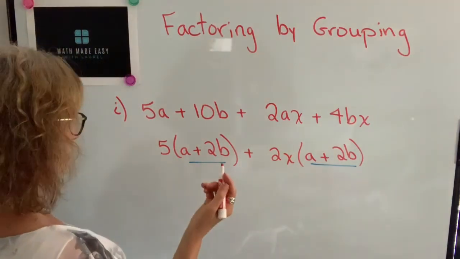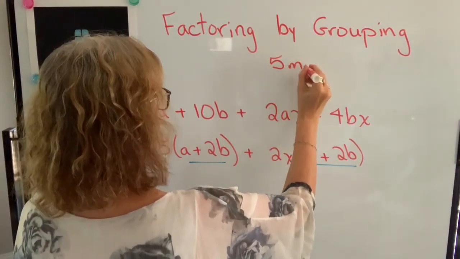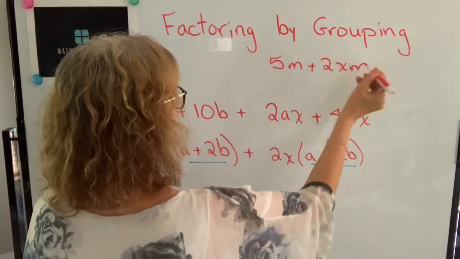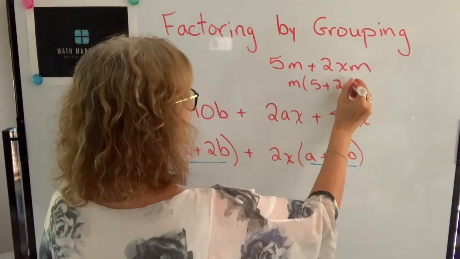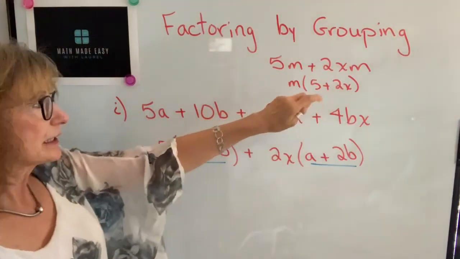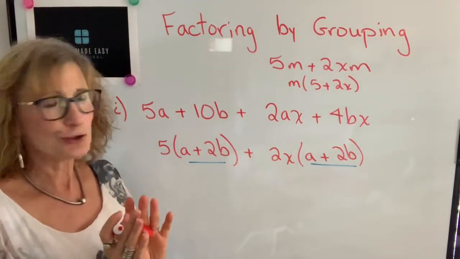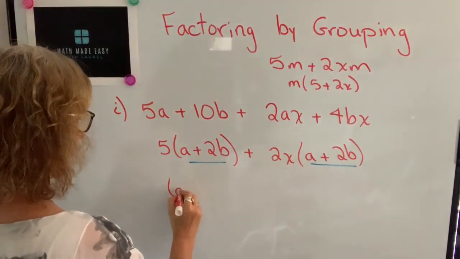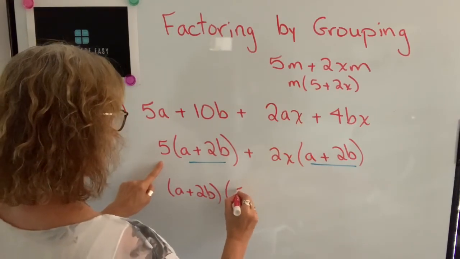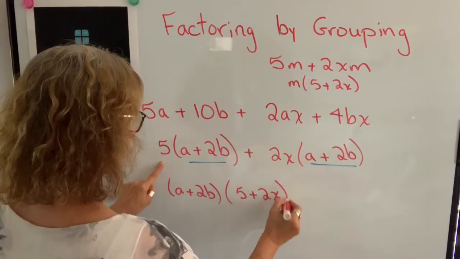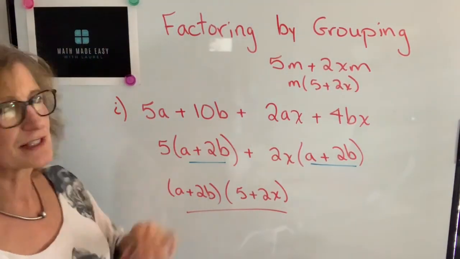So it's like if I had 5m plus 2xm, and I factor out an m, and I'm left with 5 plus 2x. That's what I'm doing, but it's not an m I'm working with, it's this whole expression. But that's okay, I can do it. So I'm going to factor out an a plus 2b, just like I factored out the m there, and I'm left with 5 plus 2x. So that procedure allowed me to factor this expression.